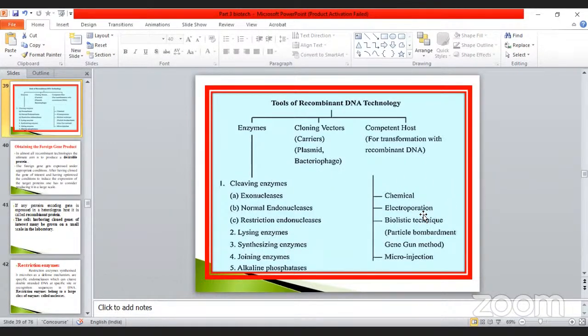Another one is, these are the specific methods, chemical and electroporation. These are all very, very important. Then only the recombinant plasmids or genes reach the target cells. That is very, very important. Okay. Go to the next one.